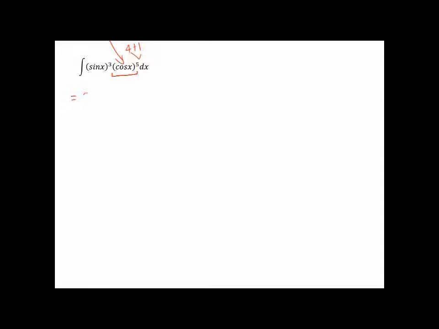I rewrite my question into the part you don't separate, you just copy it: sine x cubed times cosine x to the fourth, cosine x dx. Okay. So for the even part, I use my key formula, right? Which is sine x cubed, 1 minus sine x squared, this is cosine x squared, cosine fourth, cosine x dx.